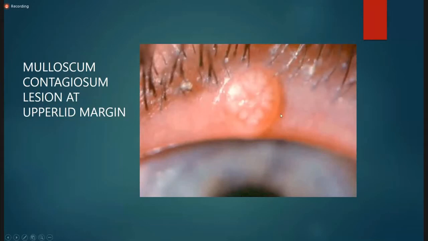You can see a nodule like this, an umbilicated nodule like this. This is known as molluscum contagiosum at the upper lid margin, which is usually viral in etiology.